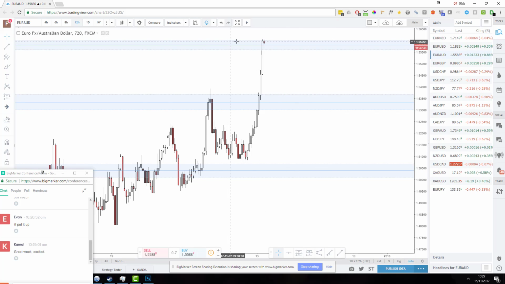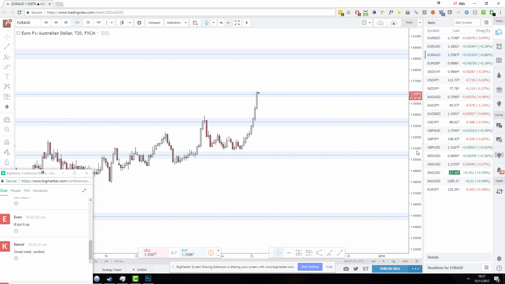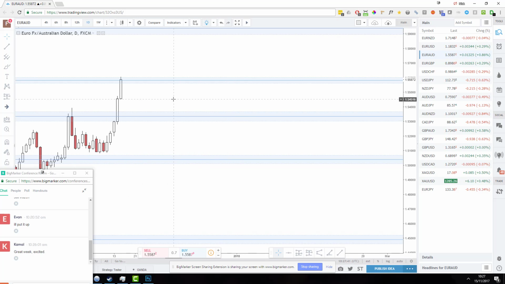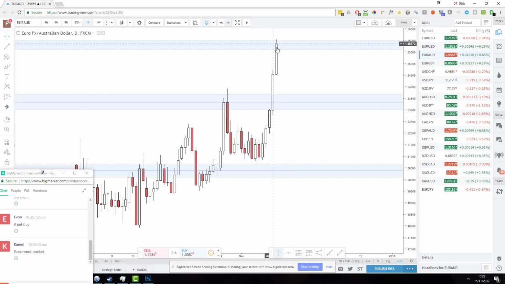EURAUD is stalling on resistance. It's a very, very strong bullish move on this one. That was weird. My lines just disappeared. Anyway, it's a very strong bullish move on this one, so be very careful. I'm going to keep a close eye on it. Might give us a potential short reversal trade. But we do need price to stall. We need to be patient with this. We need price to stall and just see what happens.